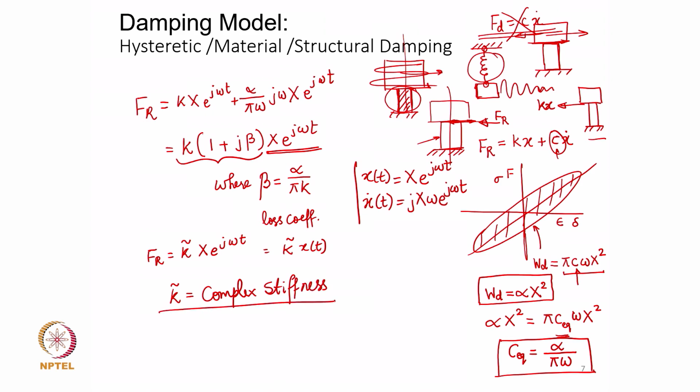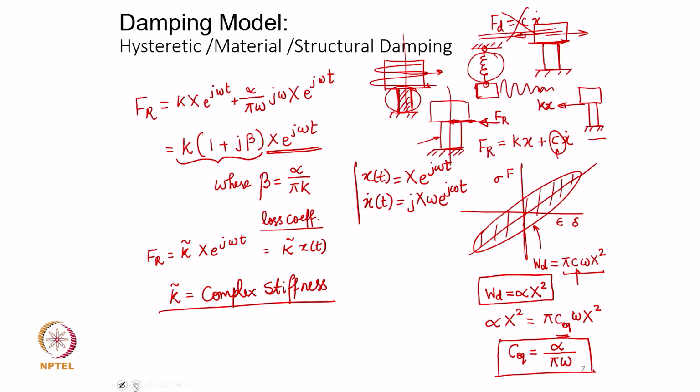from the derivation that we have done here. That complex stiffness is a very peculiar character of the hysteretic or material damping, and the quantification of this complex stiffness is also through the loss coefficient which we have proposed here, which is dependent on the proportionality constant alpha, which you can find out.